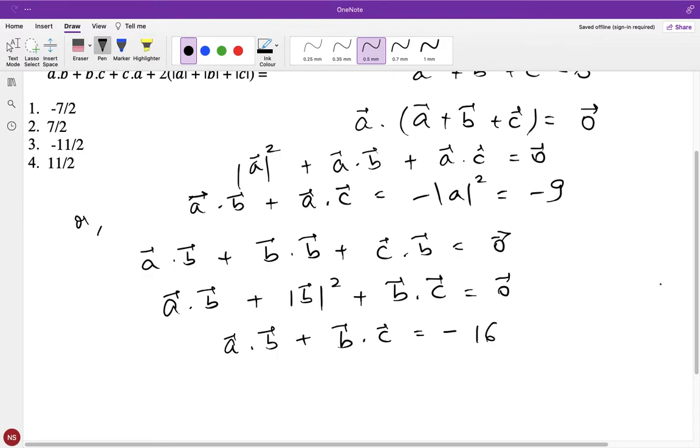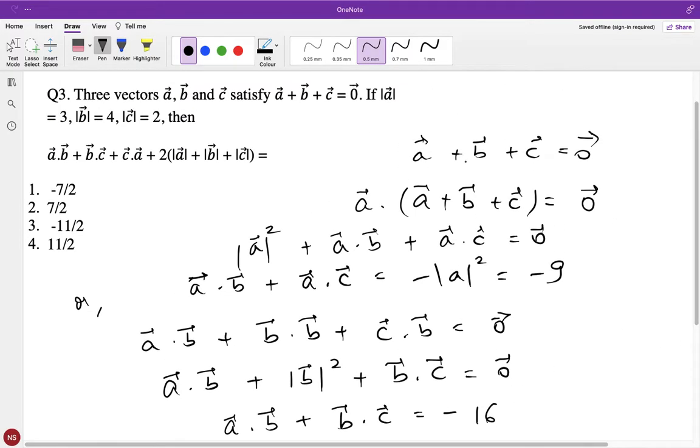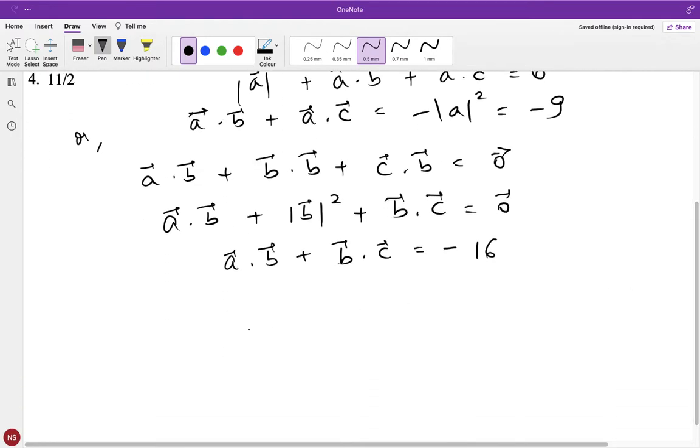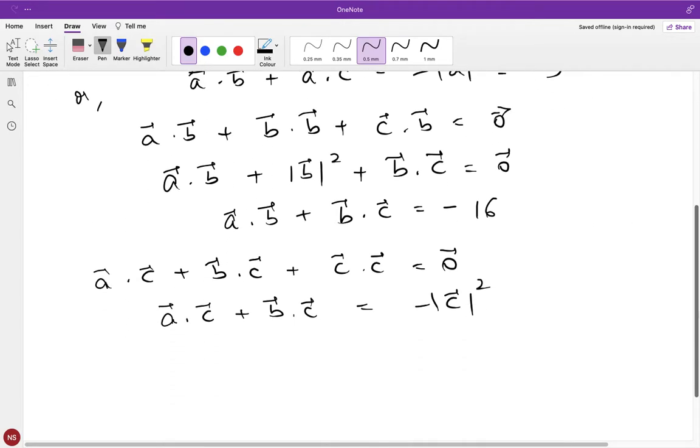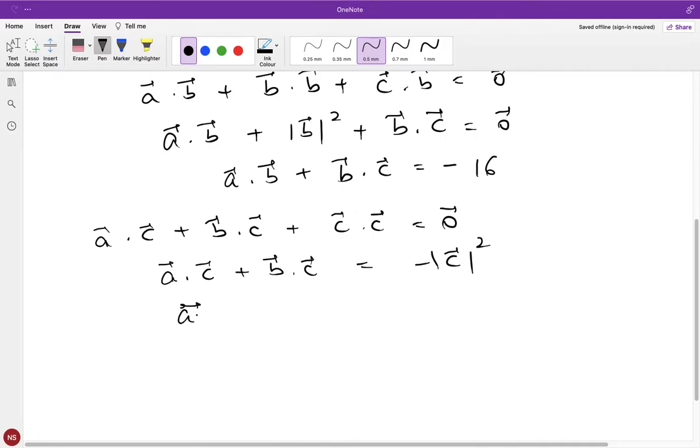Now I take a dot product with C in this equation. So A dot C plus B dot C plus C dot C is equal to 0. C dot C is mod C square, right? Mod C is 2, so this is minus 4. A dot C plus B dot C is minus 4.